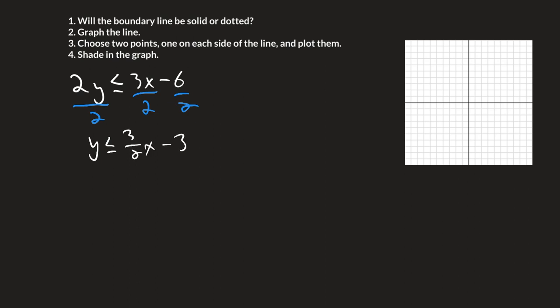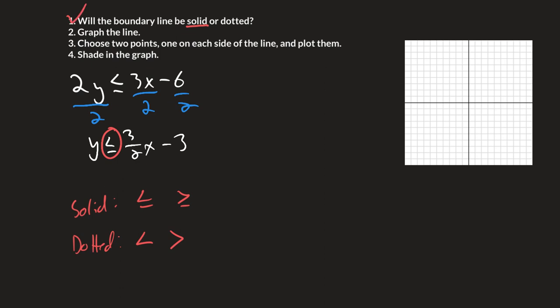So then our first question is, will the boundary line be solid or dotted? For that, if it's solid, that means we have a less than or equal to or greater than or equal to. For a dotted line or a dashed line, it's less than or greater than. Here we've got less than or equal to, so it's going to be a solid line.